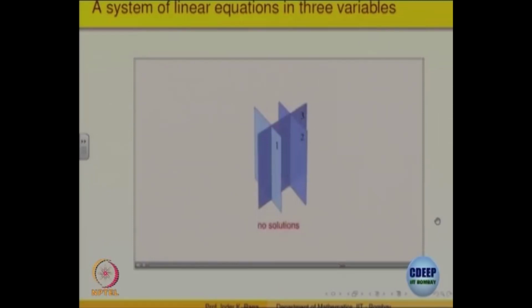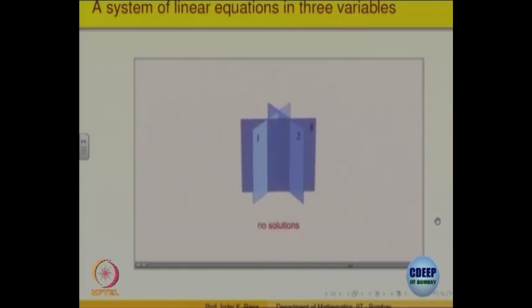One additional configuration of the planes which will result in a system with no solutions is if the planes are oriented so that their intersection points lie along 3 distinct parallel lines. Once again, since there are no points in common to all 3 planes, the system has no solutions.